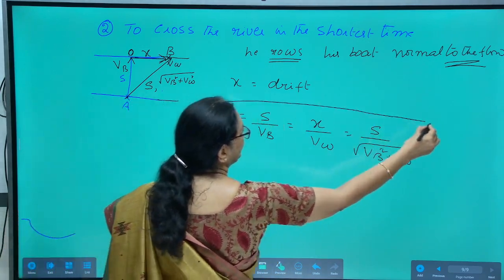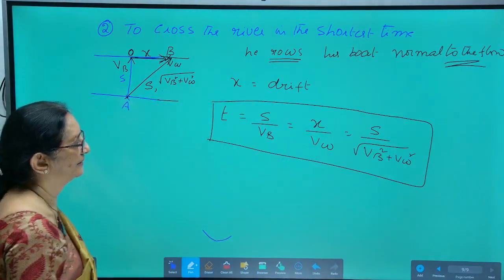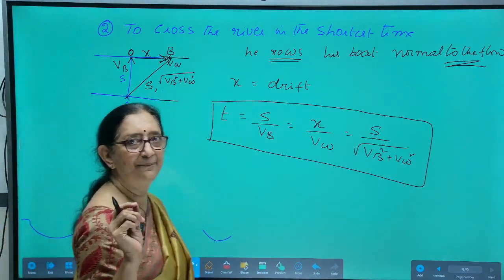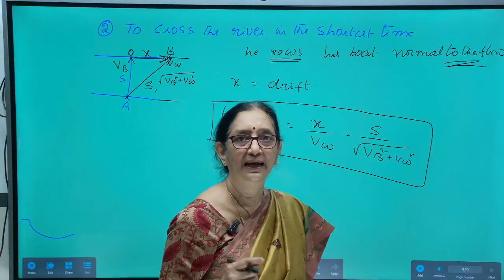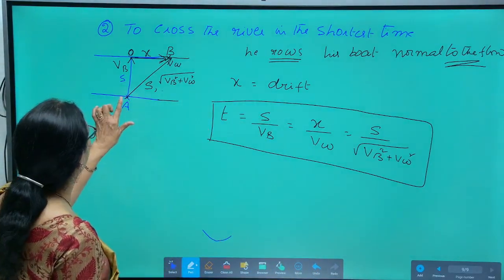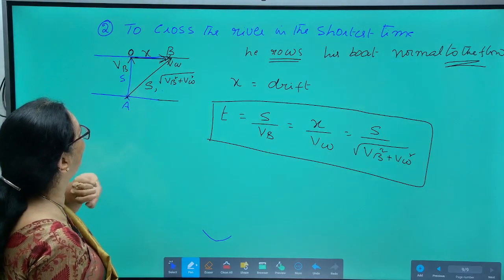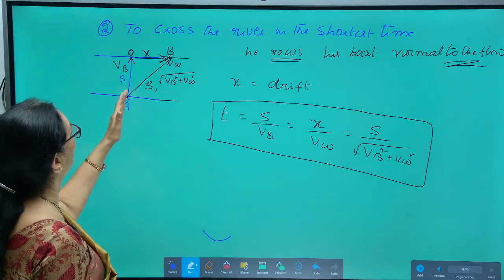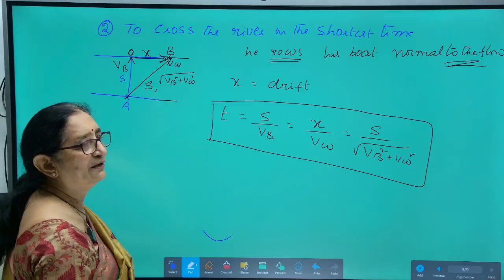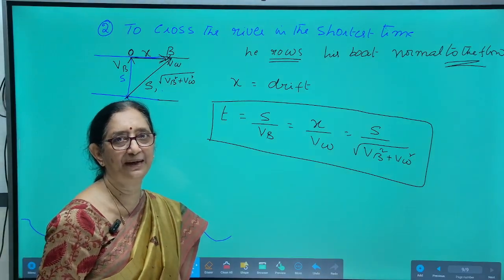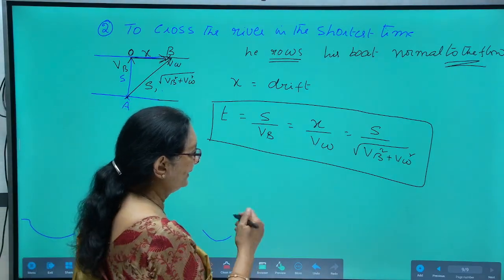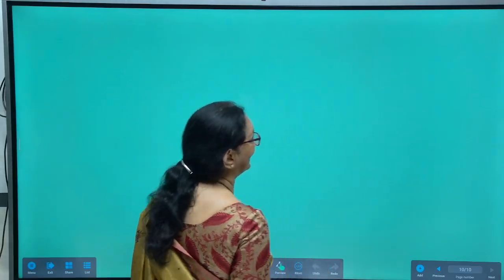So, here the time taken to cross the river in the shortest time is S by VB, that is also equal to x by VW, that is also equal to S by root of VB square plus VW square. So, next let us see another case.